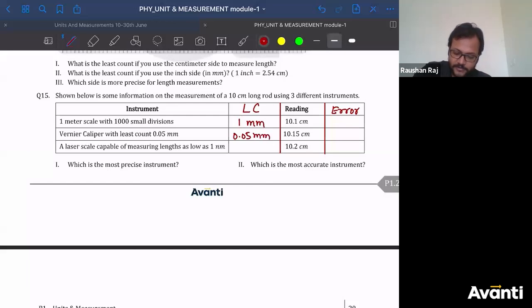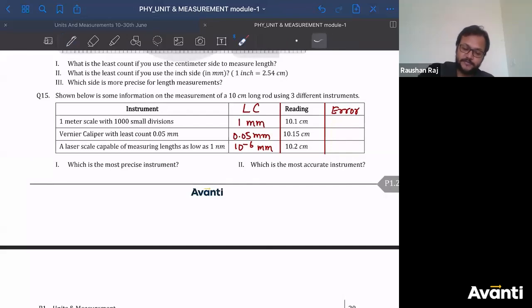0.05 millimeter. What is the least count for the third part? A laser scale capable of measuring length as low as 1 nanometer. कितना है ये बच्चा लोग? 1 nanometer. So 10 to the power minus 6 millimeter. Alright, 10 to the power minus 9 है ना ये? समझ में आया सबको? तो 10 to the power minus 9 meter, उसको convert किया मैंने millimeter में. So 10 to the power minus 6 millimeter.